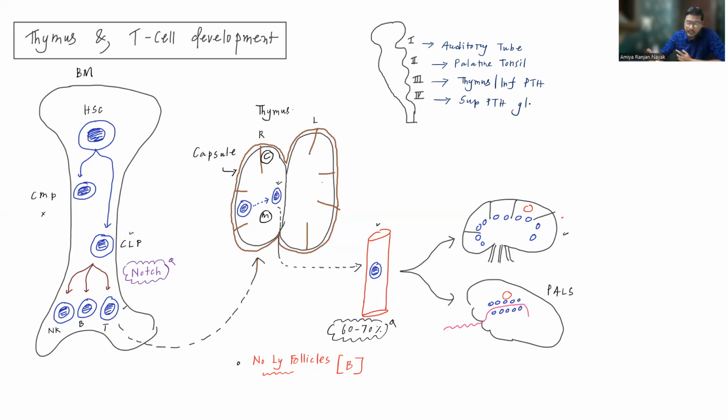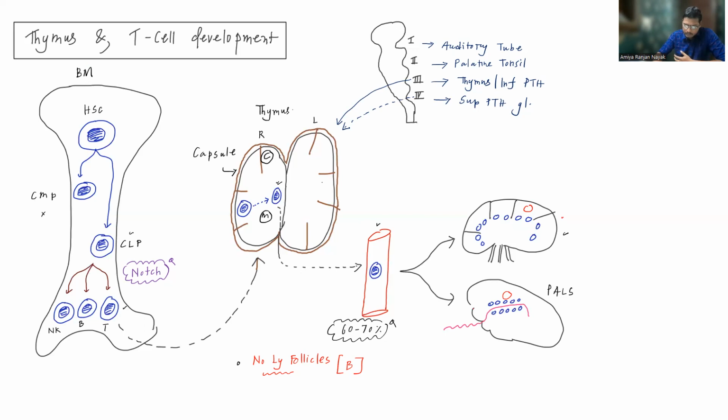So the thymus originates from the third pharyngeal pouch. Most of the time, this is the case. However, very rarely, the fourth pharyngeal pouch can also contribute to the development of the thymus. Predominantly it comes from the third pharyngeal pouch, but some component of the thymus can also come from the fourth pharyngeal pouch. We'll discuss the significance of this development in some time.